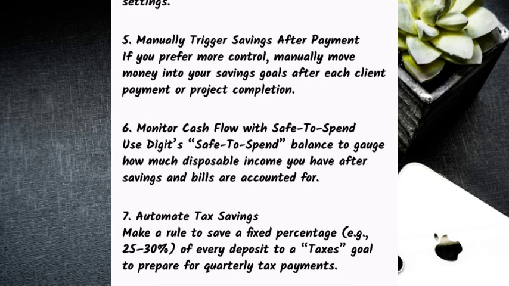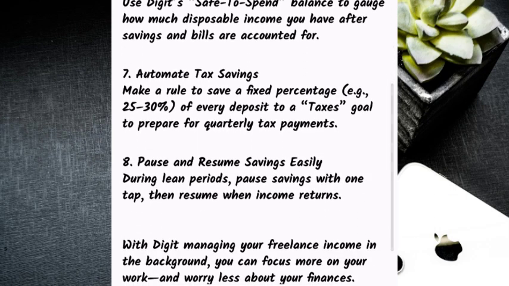Automate tax savings. Make a rule to save a fixed percentage, could be 25 to 30% of every deposit to a tax goal to prepare for quarterly tax payments. And of course, pause and resume savings easily. During lean periods, you can always pause savings with one tap and then resume when income returns.